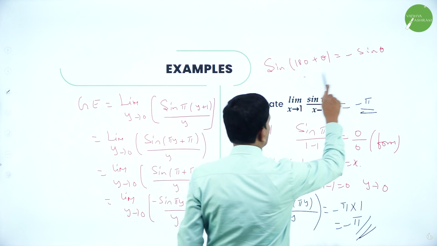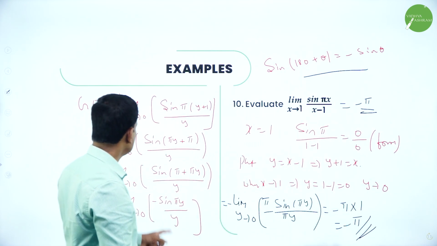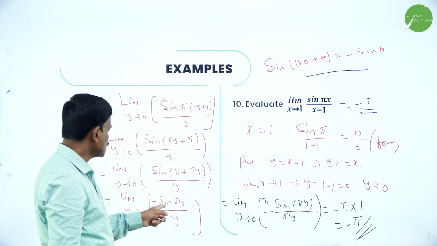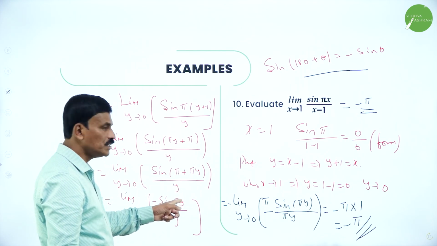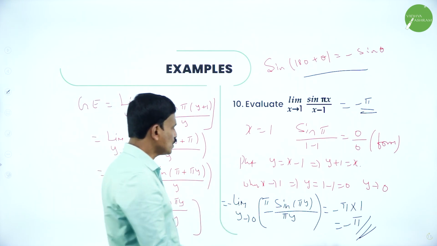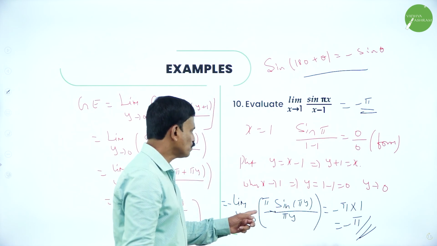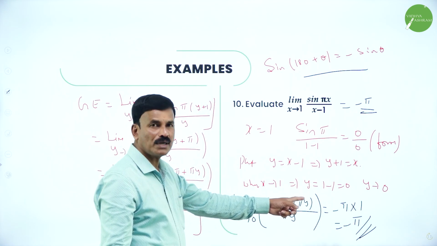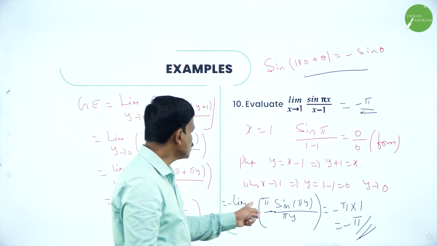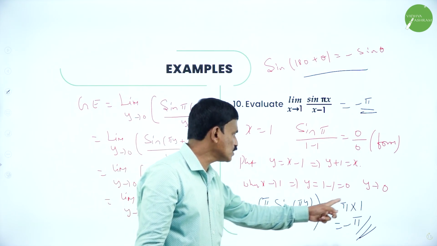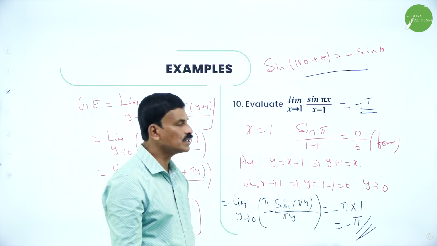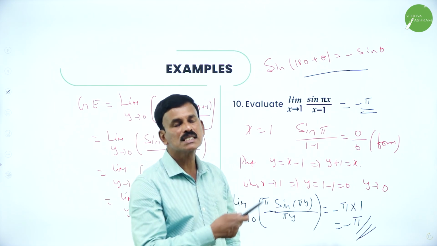Since sine of 180 plus theta is equal to minus sine theta, this can be written as minus sine pi y divided by y. Just multiply and divide by pi in the numerator and denominator. So, minus pi out, into sine pi y by pi y. So minus 1 into pi is minus pi. This is of the form sine theta by theta, which when y tends to 0 is equal to 1. So minus pi into 1 is equal to minus pi, the simplified answer.